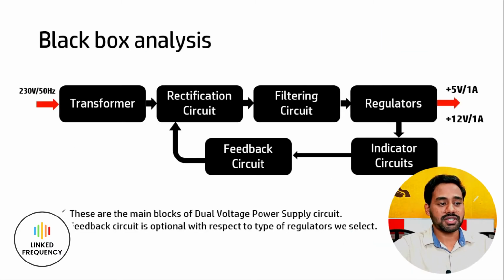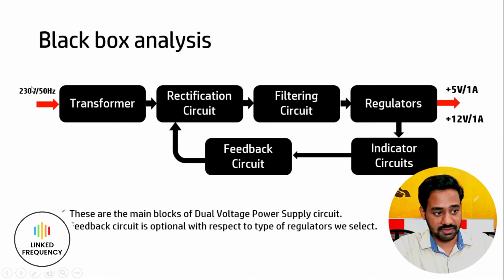Now, the next important step is all about black box analysis, which is very fundamental and very essential when it comes to the electronic industry. Not only the electronic industry, most industries have this particular analysis as a fundamental. So in this particular example, as we said, it is a dual voltage power supply. We will be having 230 volt AC as input to the entire system. So that's why 230 volt 50 hertz AC is given as an input.